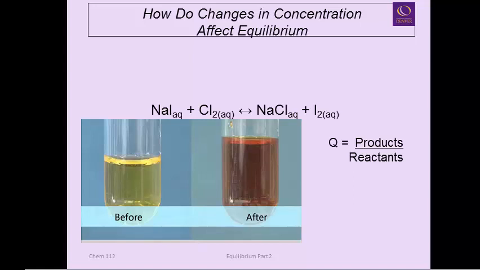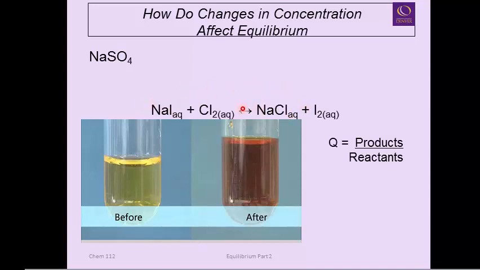All right, here's a third example. Now we're going to add sodium sulfate. So sulfate is not part of this equilibrium expression. When I set this up, there is no sulfate involved, so that's not going to influence anything. But sodium shows up on both sides. In fact, it shows up in a 1-to-1 equivalent on both sides.